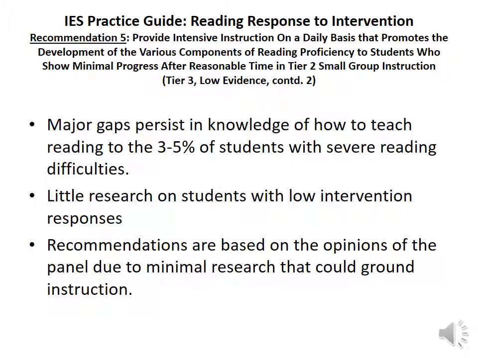Major gaps persist in knowledge of how to teach reading to those 3 to 5% of students with severe reading difficulties. There is little research on students with low intervention responses. Therefore, the recommendations are based on the opinions of the panel due to minimal research that could ground instruction.